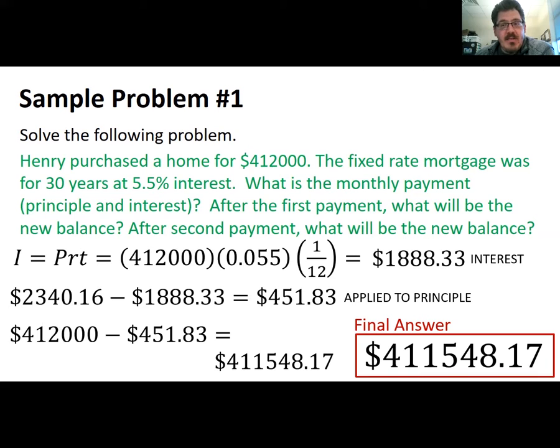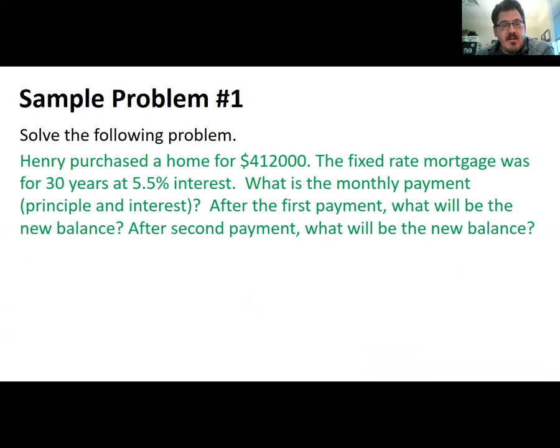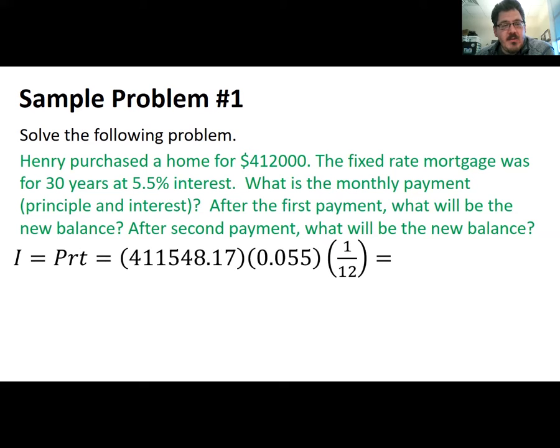Now, if we want to move on to the second payment, we now move into the second month. So we basically repeat the process. The only difference is this time our principal amount is the previous balance from the previous month. So the $411,548.17. Take that times the interest rate times 1/12. Again, another month has gone by. Now we've accrued $1,886.26 in interest. So it's gone down just a little bit because our principal amount was lower. The amount of interest that we have to pay is a little bit lower.